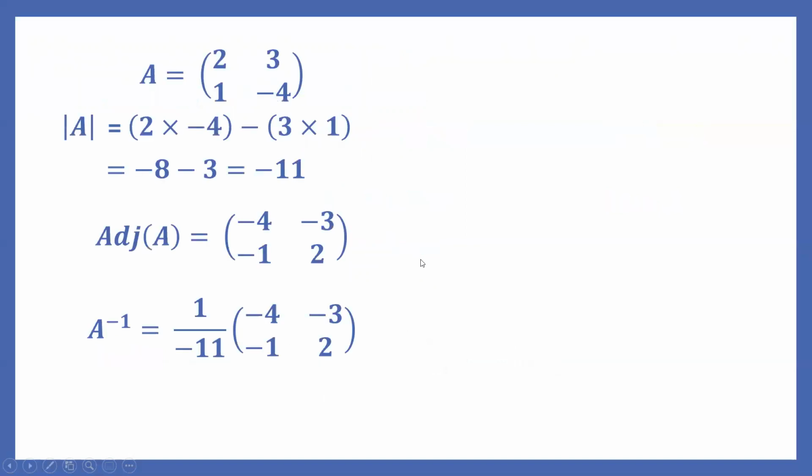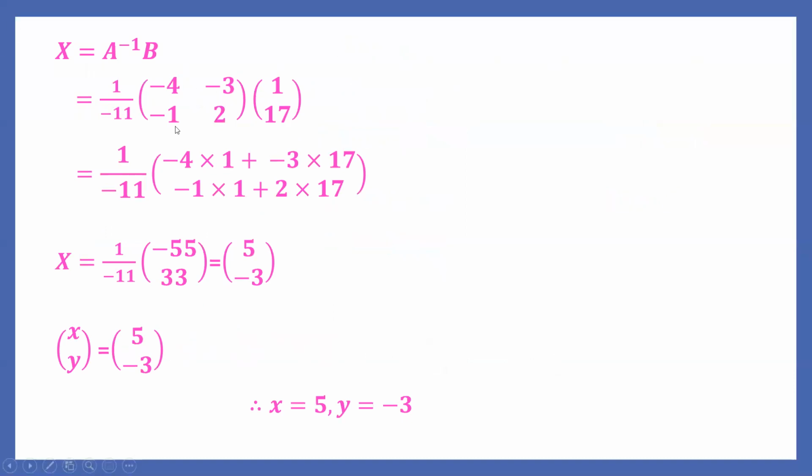So I need to find A inverse. Remember how to find A inverse? We need to find the determinant. So minus 8 minus 3, which is minus 11. Then I need to find the adjoint of matrix A, and finally A inverse. Now X is A inverse times B. So I multiply these two matrices, and then I multiply the resulting matrix by 1 over negative 11. So I get 5, negative 3. Therefore, x will be equal to 5 and y will be equal to negative 3.